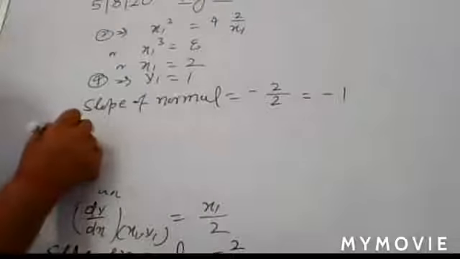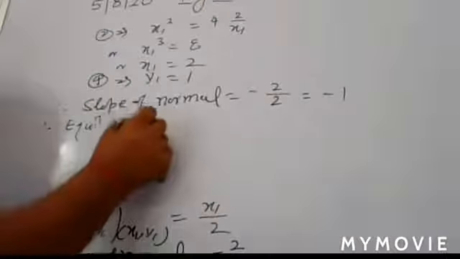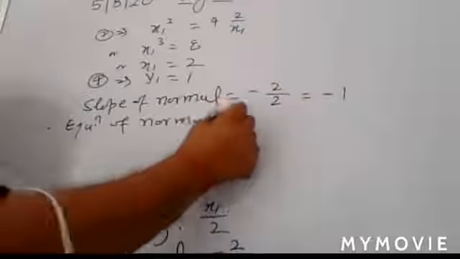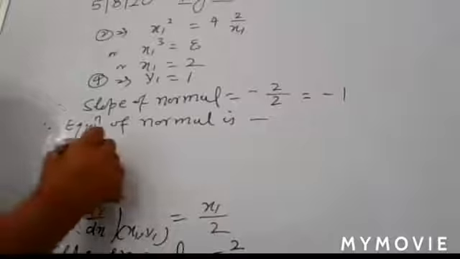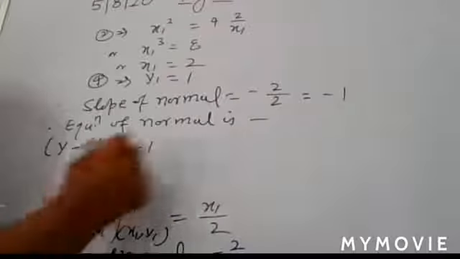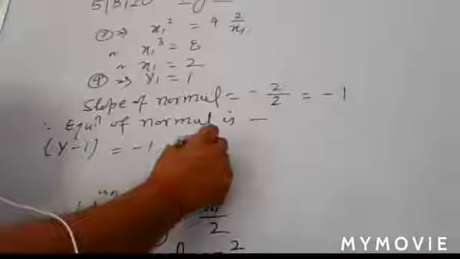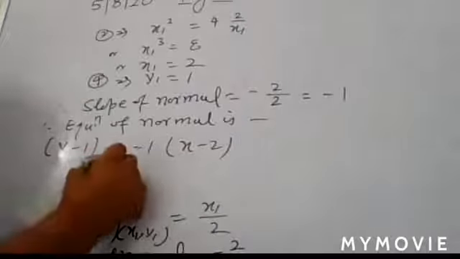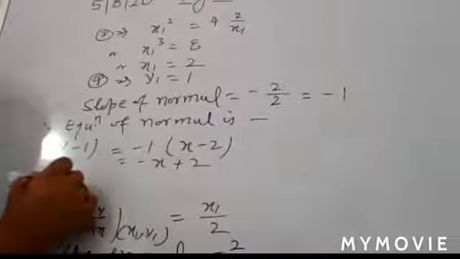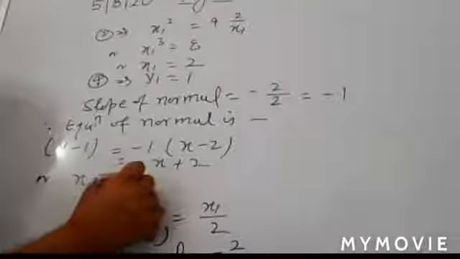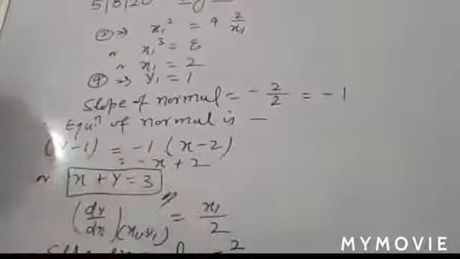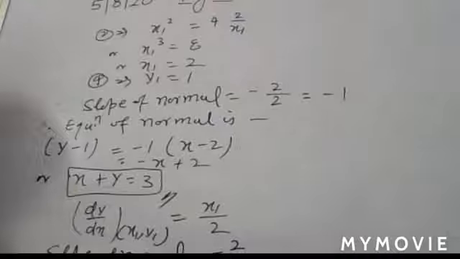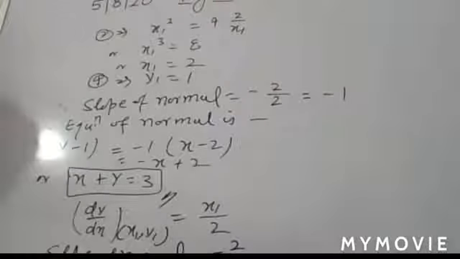So equation of normal is y minus y1, means y minus 1 is equal to slope of normal -1 into x minus x1. So you have x minus 2. So you have minus x plus 2, or you have x plus y is equal to 3. So that gives the equation of normal. X plus y is equal to 3 is your answer.